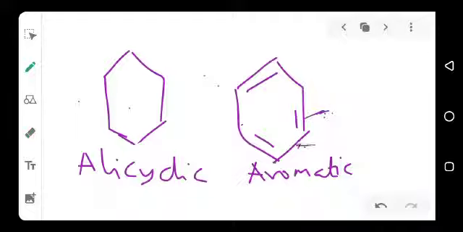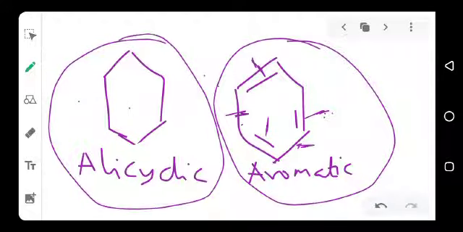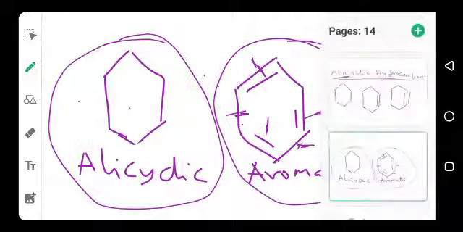Now there's no double bond this side. There's another double bond here. There's no double bond here. There's another double bond here. So because of this, this one is an aromatic cyclic hydrocarbon. But this one does not have alternating double bonds, so it is called alicyclic hydrocarbon. So the one with alternating double bonds is called aromatic hydrocarbon, while the one without alternating double bonds is called alicyclic hydrocarbon.